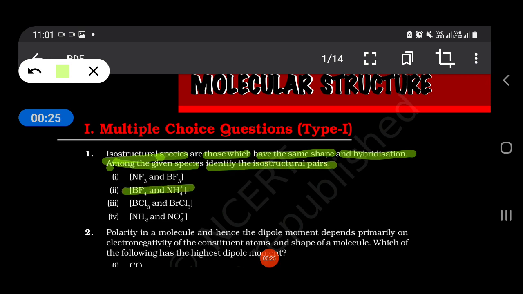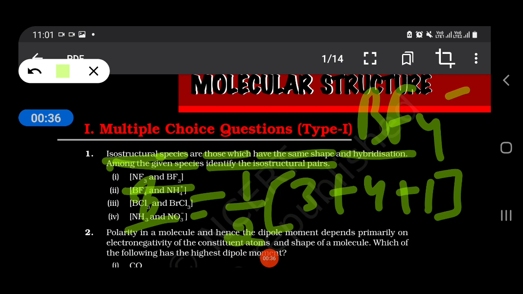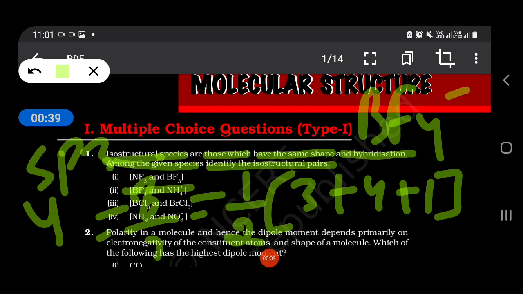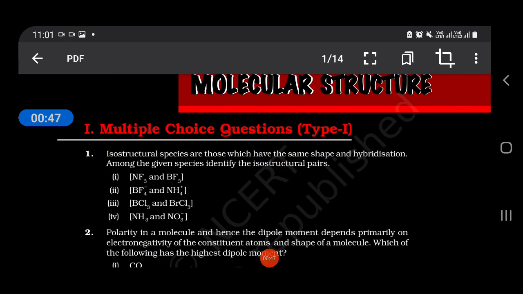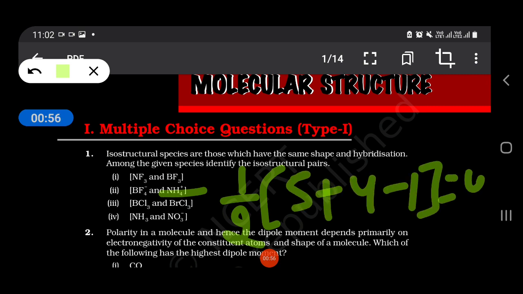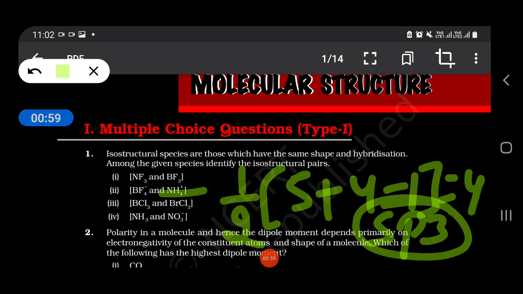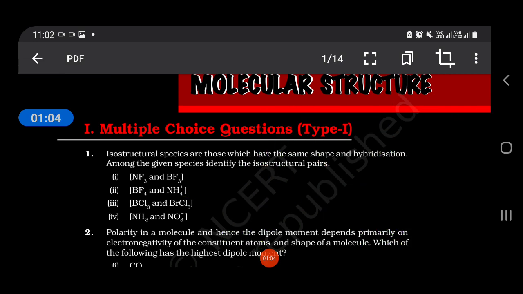So our answer is BF4 minus and NH4 plus, because in BF4 minus you can see half of 3 plus 4 plus 1, that is 8 upon 2, that is 4, that is sp3 hybridization, and it is tetrahedral. Okay, and in case of NH4 plus, half of 5 plus 4 minus 1, that is 4, sp3. Okay, and it is also tetrahedral.